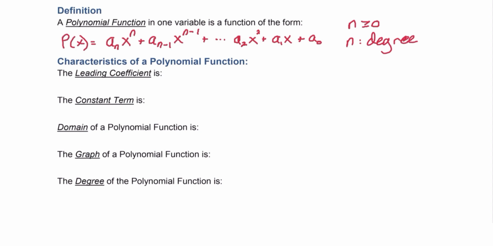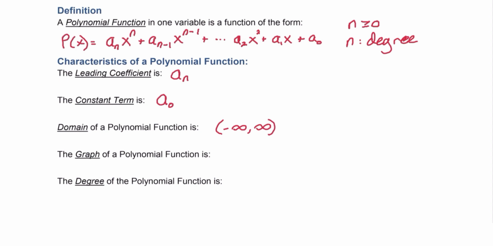Looking at this generic polynomial, the leading coefficient is a sub n. The constant term is a sub 0. Notice a sub 0 does not have an x beside it. That's why it's a constant. The domain of all polynomial functions will be negative to positive infinity, all real numbers.